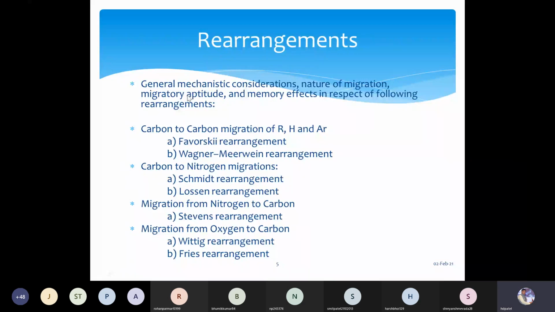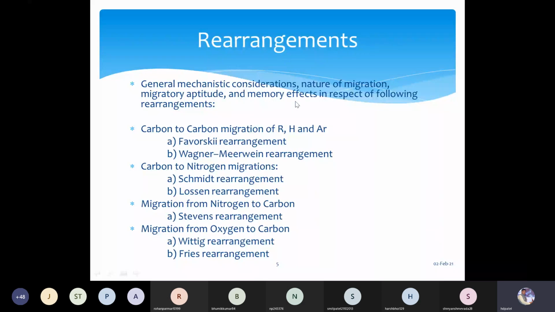It is known as migratory aptitude. For example, suppose you have an alkyl group, a simple methyl group, then a phenyl group, and a substituted phenyl group. Out of these 3 groups, which group will migrate? That will be decided by the electron releasing capacity of the particular group. And this characteristic is known as migratory aptitude.